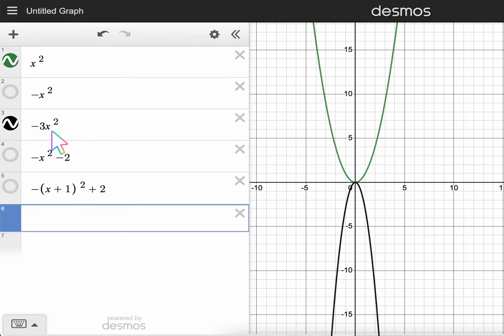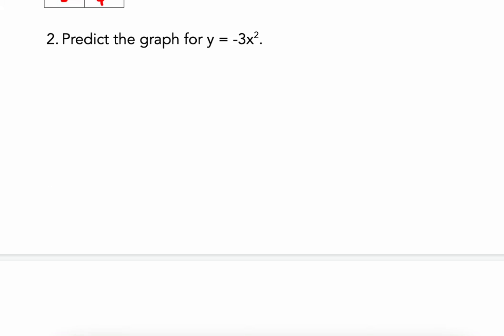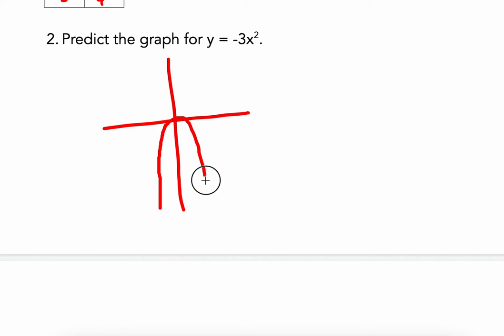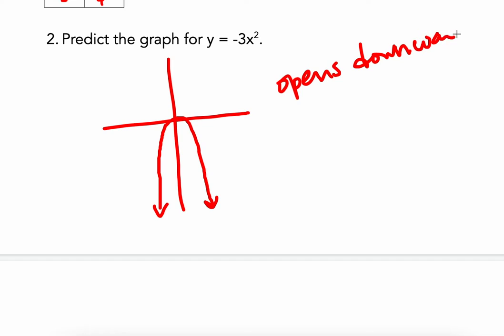Since it was a negative a value, it's now opening downwards, your parabola. And since there was a big number, like 3 being multiplied by x squared, it became a more narrow parabola. All right, let's go ahead and sketch what that would look like. Normally it would be opening upward. This one's opening downwards, and it was very narrow because of that 3 that was being multiplied. So it opens downwards and narrow.